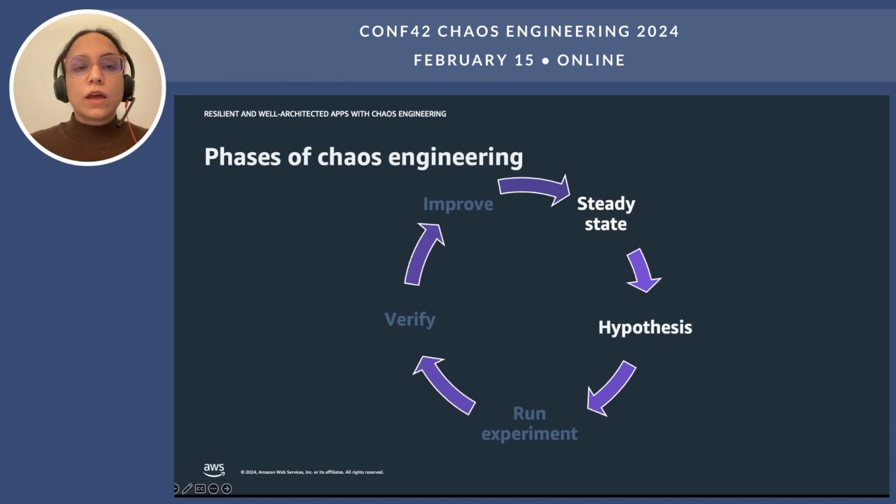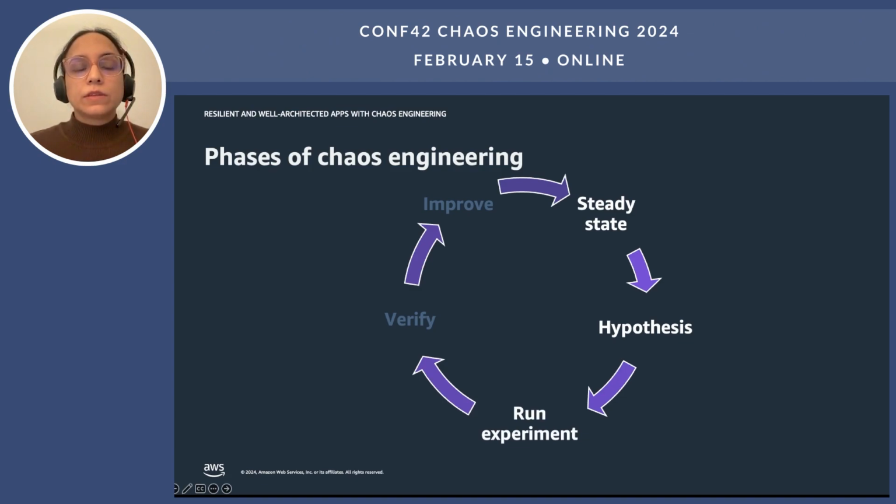Next phase is hypothesis. After you understand the steady state behavior, you can write a hypothesis about it. It can be challenging to decide what should happen. Chaos engineering recommends that you choose real-world events that are likely to occur and that will impact the user experience.